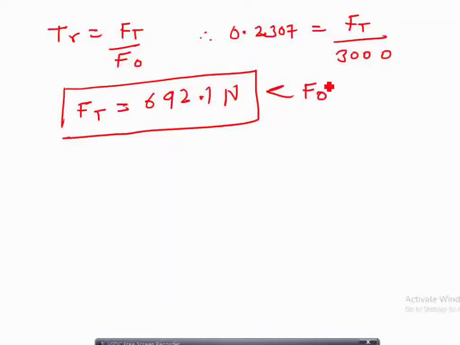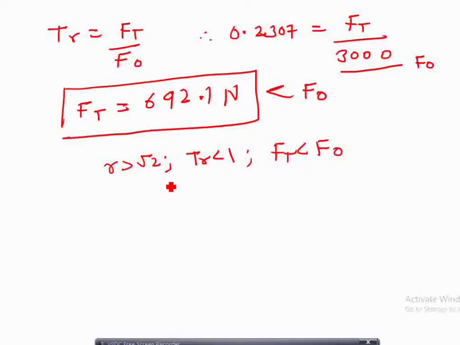So what is the impressed force? Impressed force is 3000 Newton. The static force which is impressed on the machine is nothing but 3000 Newton, but the force transmitted to the foundation is 692. So the answer is correct, because when r is greater than root 2, the transmissibility is less than 1 and Ft is always less than F0. This is what we have to always remember.